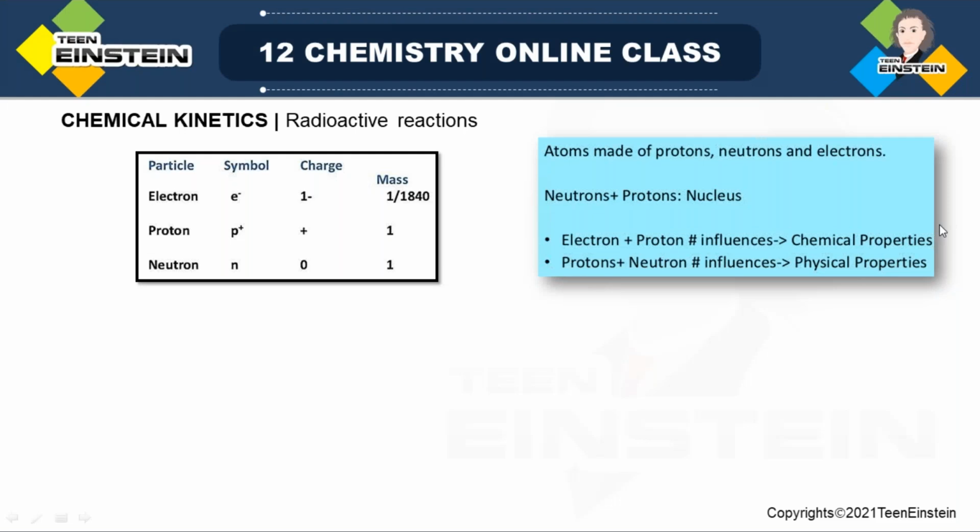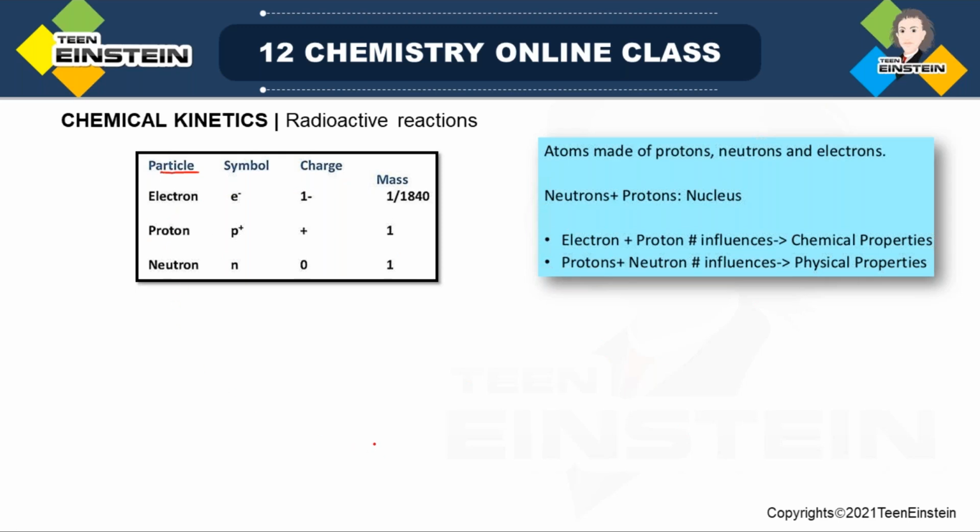Hello everyone. Today we will discuss radioactive reactions and different types of radioactivity, and then we will discuss the problems. First, we have to know some terms that we will use in radioactive reactions frequently. That is some particles, and then what is their symbol, charge, and mass.